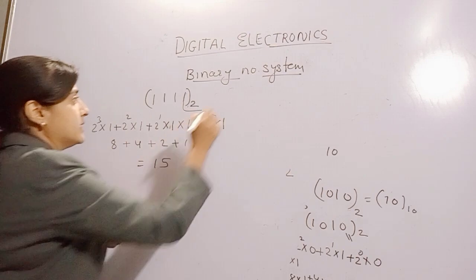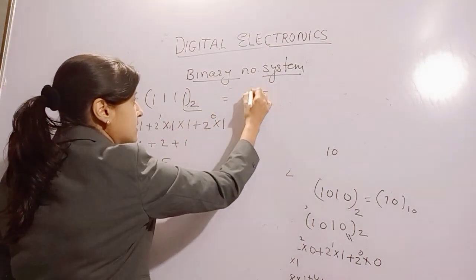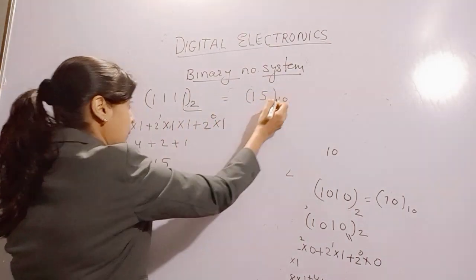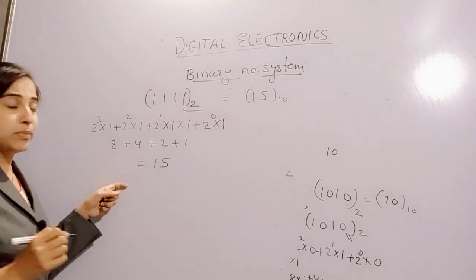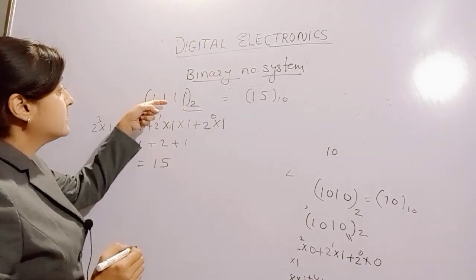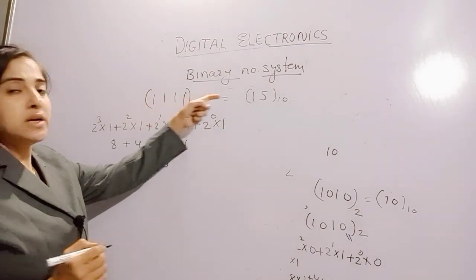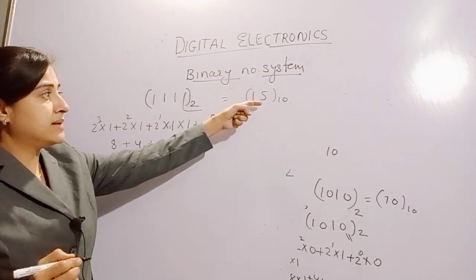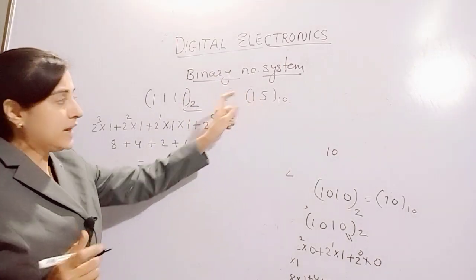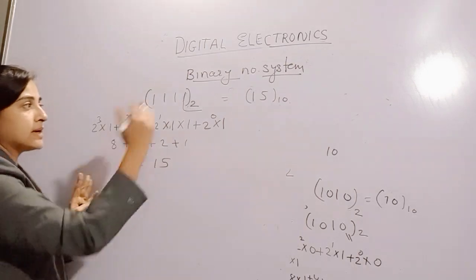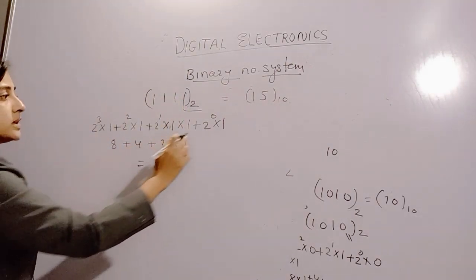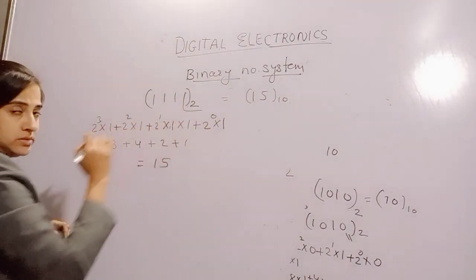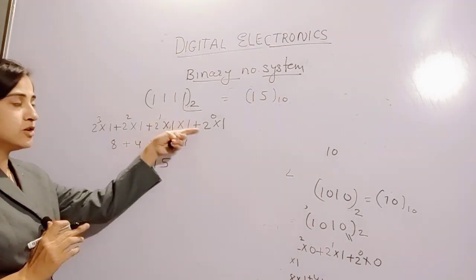So decimal 15 is the decimal equivalent for this binary number. Thus we have converted the binary number 1111 into a decimal number, and the answer is 15. So any number in binary you can convert this way using the powers of 2, right? Because the base is 2.